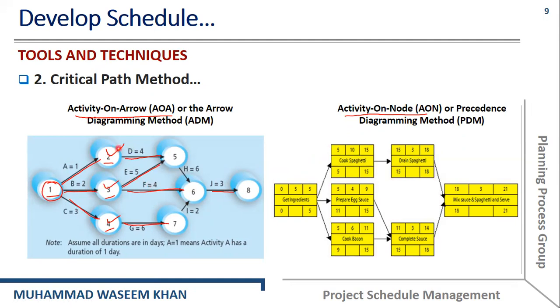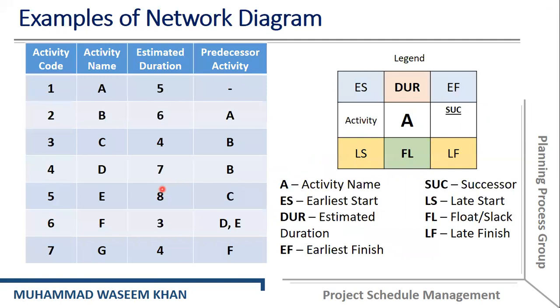And these numbers 1, 2, 3, and 4 are nodes. This one represents the starting point of the project. 2 represents the ending point of activity A, but the starting point of activity B. 3 represents the end point of activity B, but it represents the starting point of activity E and F. Similar is for 4, 5, 6, and 7.